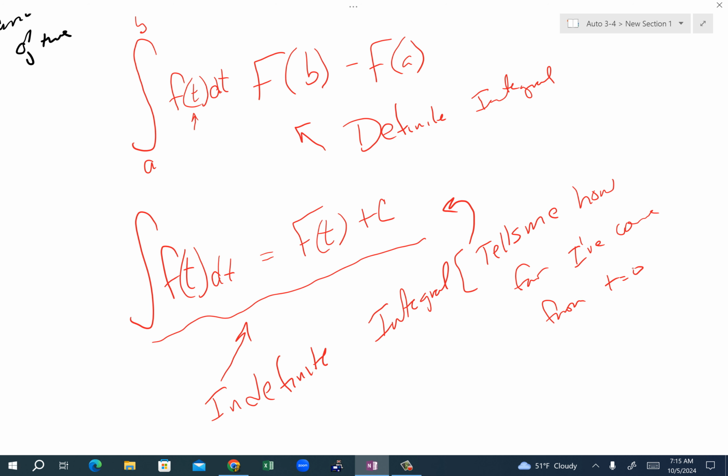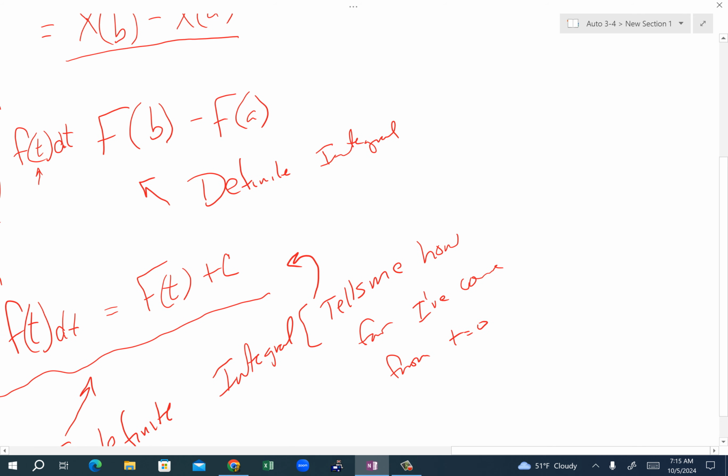Right? Now, if you look at this one up here, you're like, wait a minute here. What does this tell me? This tells me how far I've come between time equal A and time equal B. Okay? But what about the plus C? Well, this is a big concept, and I want to show this to you.